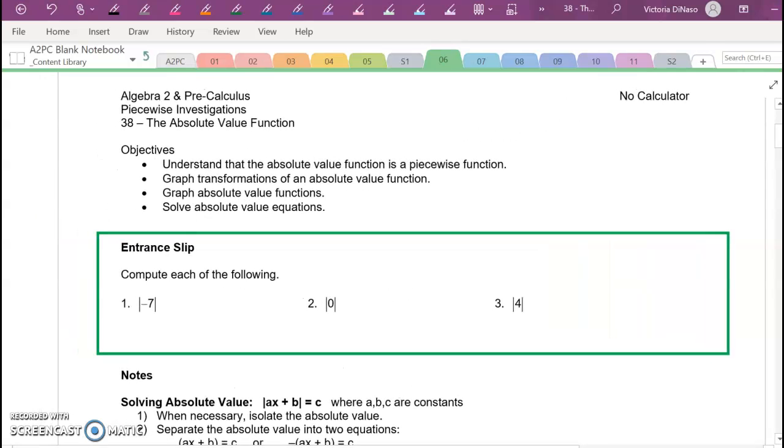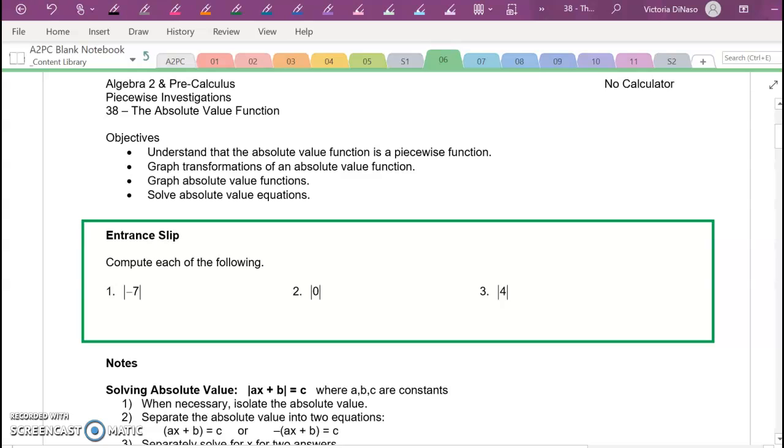Let's compute each of the following. Anytime that you have something inside of the absolute value signs, your output is always going to be positive, which means that your y value, or whatever you get, is your final answer. That's always going to be a positive number. So numbers 1, 2, and 3, go ahead and pause the video and solve them real quick.